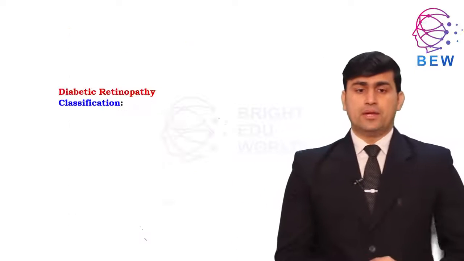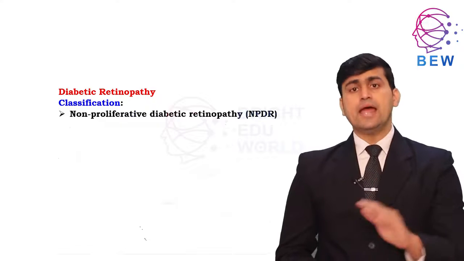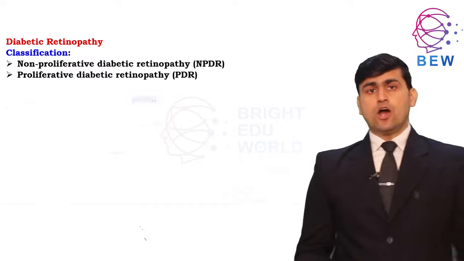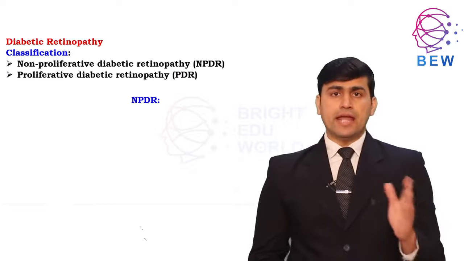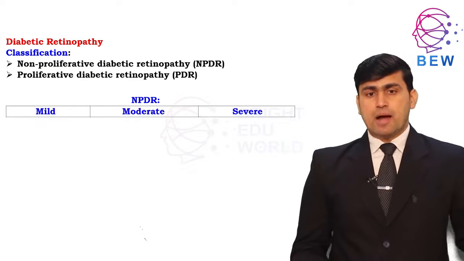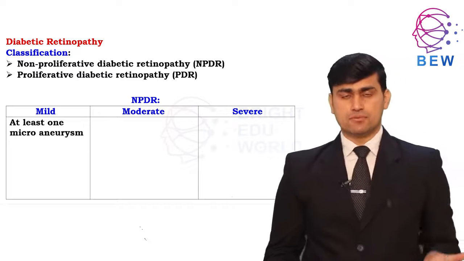How do you classify diabetic retinopathy? So it is mainly classified into non-proliferative diabetic retinopathy and proliferative diabetic retinopathy. So non-proliferative diabetic retinopathy or NPDR is again classified into mild, moderate and severe. So what is mild NPDR? It is when there is presence of at least one microaneurysm.